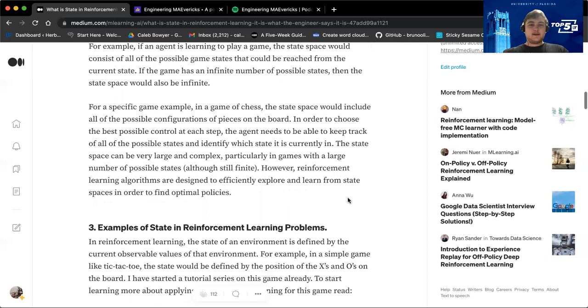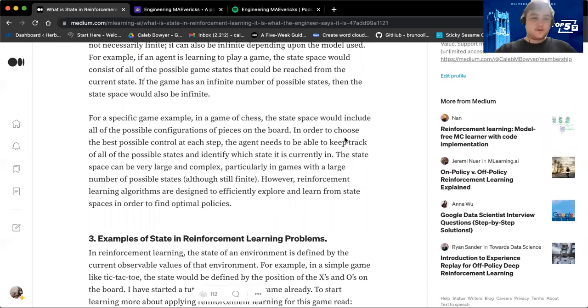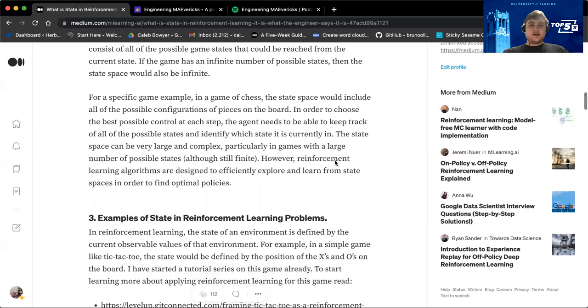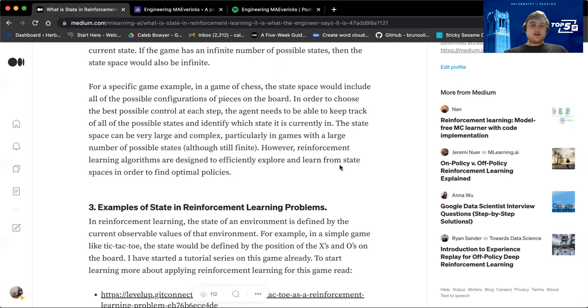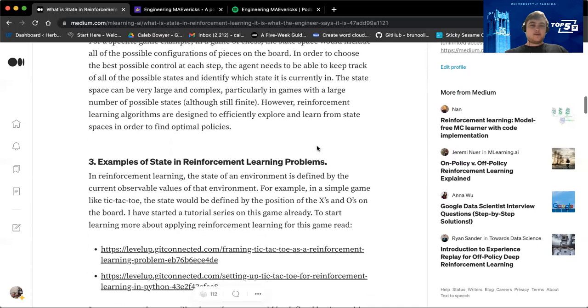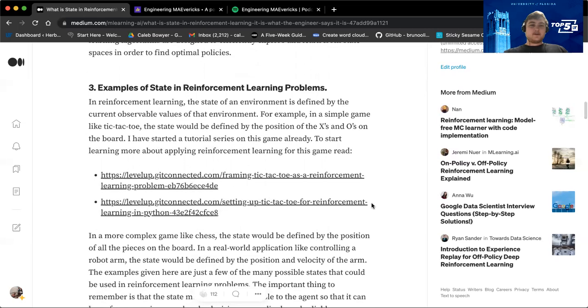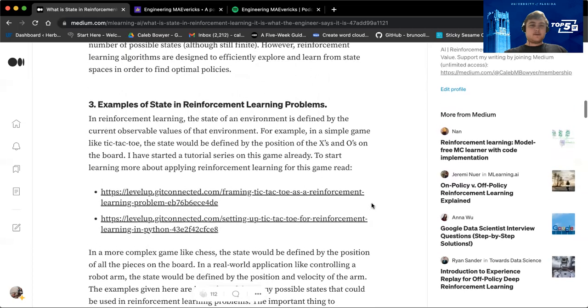For a specific example, in a game of chess, the state space would include all of the possible configurations of pieces on the board. In order to choose the best control at each step, the agent needs to be able to keep track of all the possible states and identify which state it is currently in. The state space can be very large and complex, particularly in games with a large number of possible states, although still finite. However, reinforcement learning algorithms are designed to efficiently explore and learn from state spaces in order to find optimal policies. So let's run through some examples of state in reinforcement learning problems.